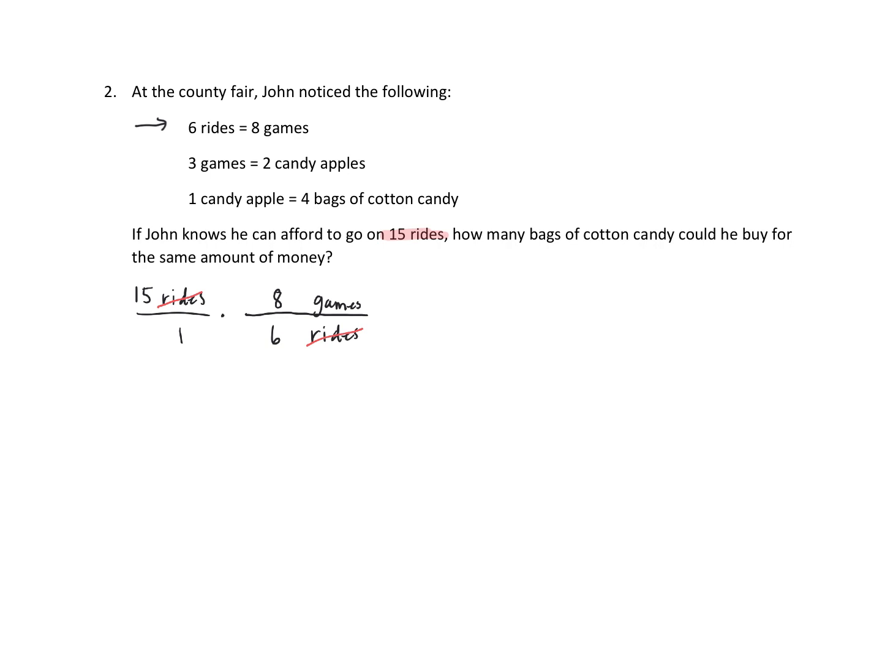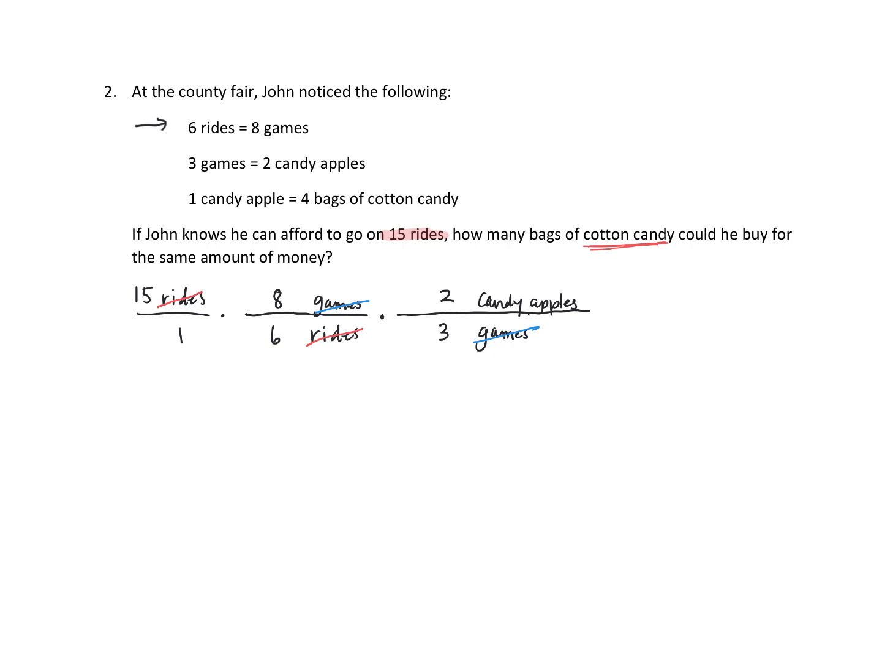Now I have games. I want to get to cotton candy. So now I want to convert games. So I want games to cancel out. I don't know games to cotton candy, but I know games to candy apples. So I'm going to convert it to that. That's the second thing it tells us. 3 games is equal to 2 candy apples. So now games are gone, and now I'm in the unit of candy apples.